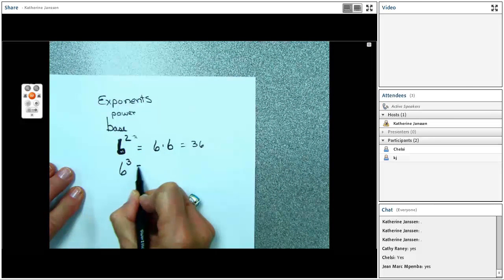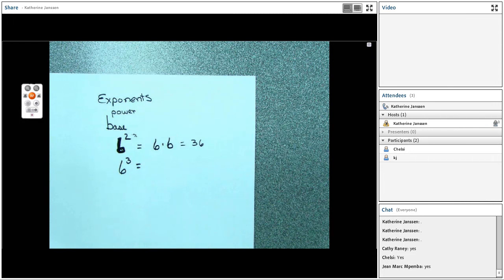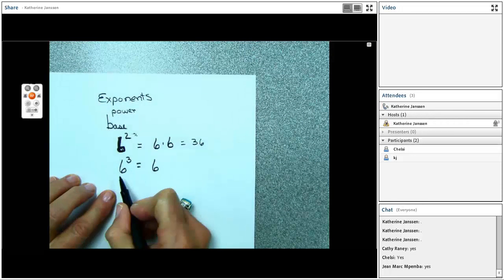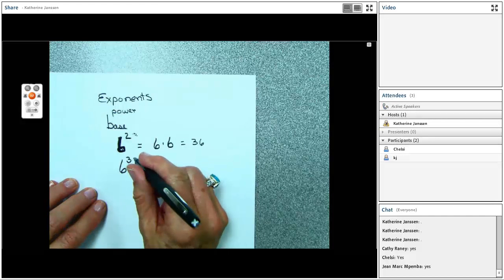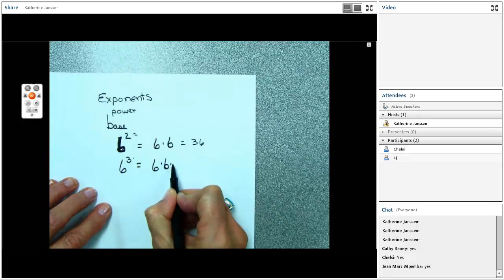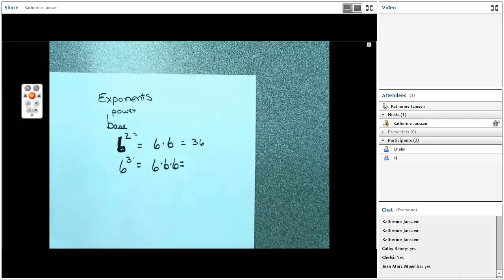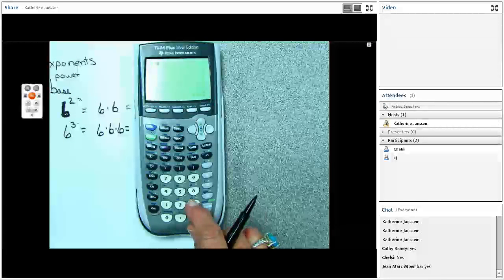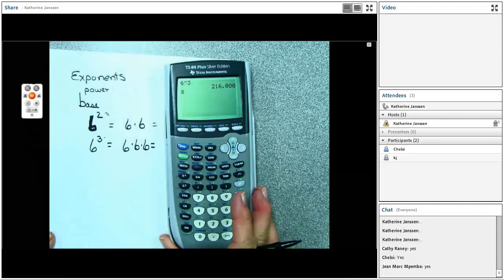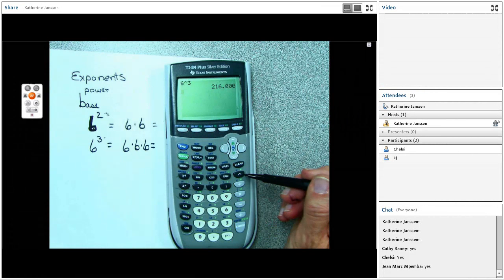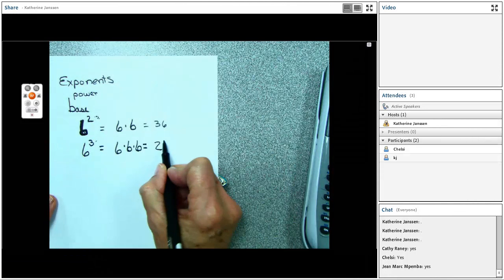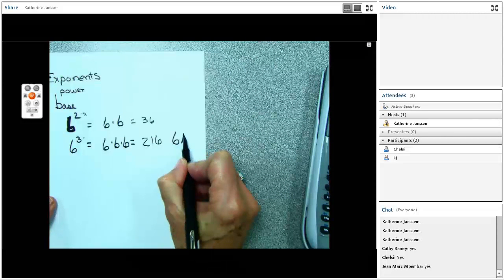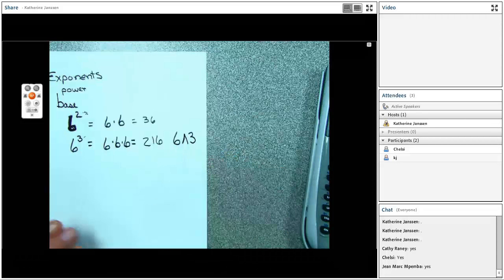6 cubed. Our base is 6 raised to an exponent of 3. It's the base times itself. How many times? 6 times itself 3 times. Well, 6 raised to the 3rd power is 216. Now on my calculator, you have your exponent symbol. It's called the caret symbol. And it's 6 caret 3 on your calculator.